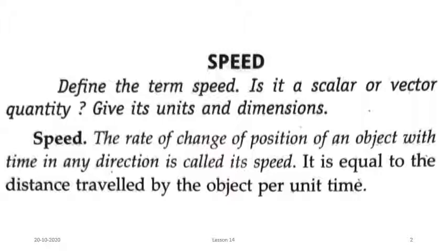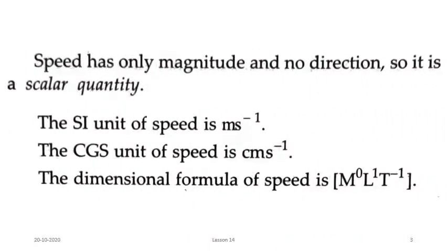Fine. Next we will discuss whether it is a scalar or a vector quantity. Speed has only magnitude, no direction, so it is a scalar quantity. As I've already said, speed has only magnitude. Magnitude means your numerical value. And no direction, that means it does not depend upon any direction. Therefore, it is a scalar quantity.